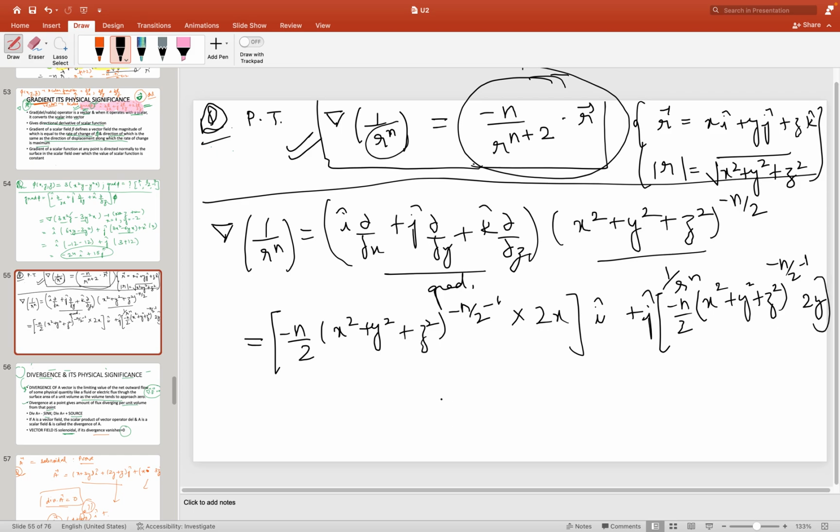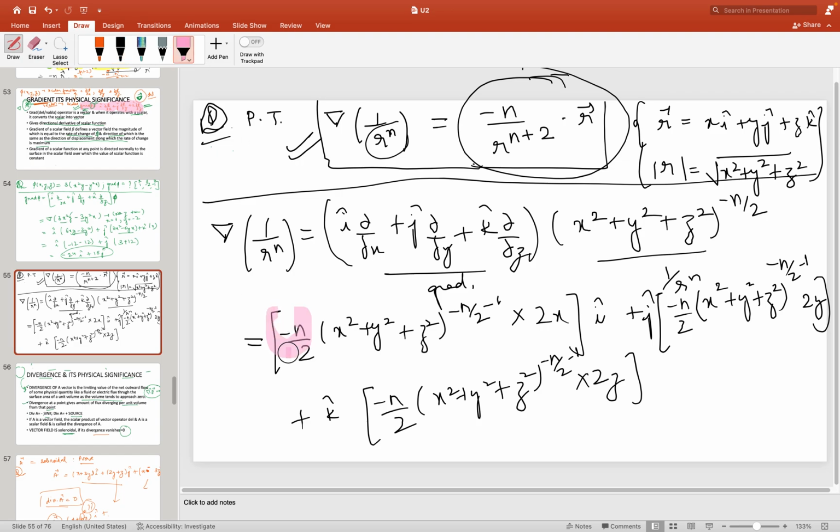And j cap will come here, plus k cap, again the same thing: minus n by 2 (x square plus y square plus z square) to the power minus n by 2 minus 1, multiplied by 2z. This is our whole term which has come after differentiating the x term, your i cap term, j cap term and the k cap term. Now we know that this quantity x square plus y square plus z square has the power minus n by 2 minus 1, which is equal to, taking the LCM, minus n minus 2 over 2.